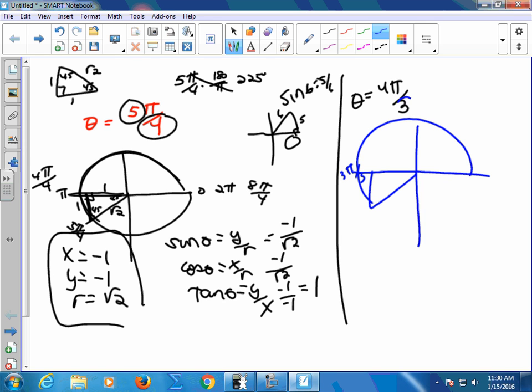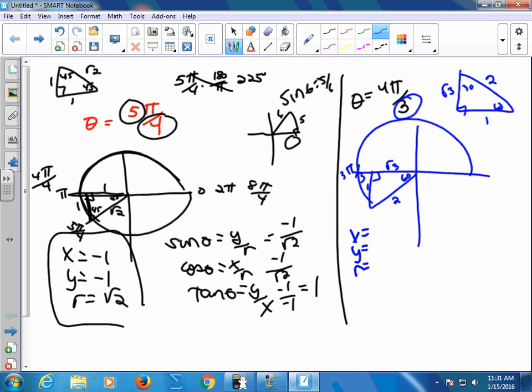So 3 goes into 180 how many times? 60. Now, if you have a hard time looking at it down here, start up here first. 60, 30, 90. Opposite the 30 is 1. Opposite the 60, radical 3. Radius 2.